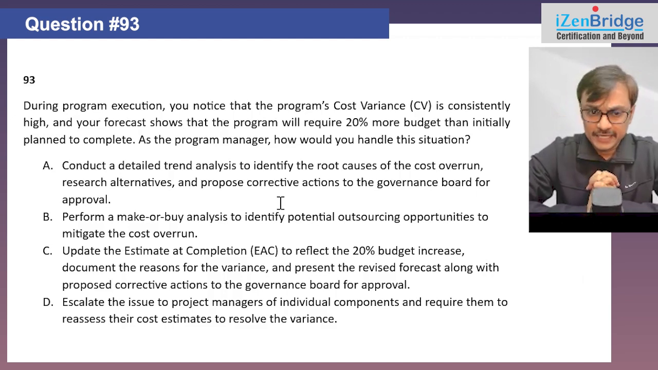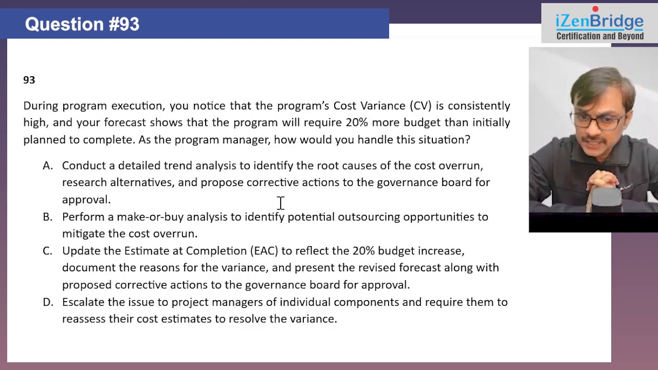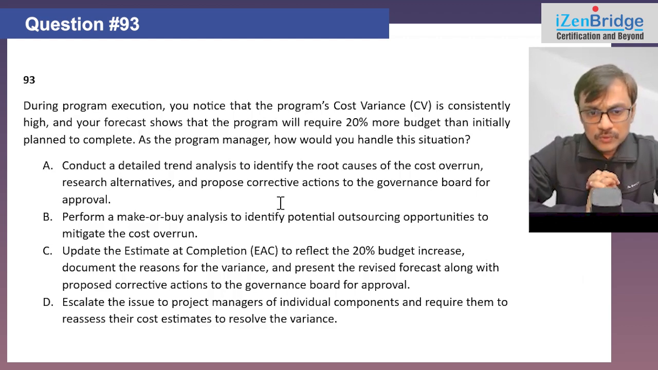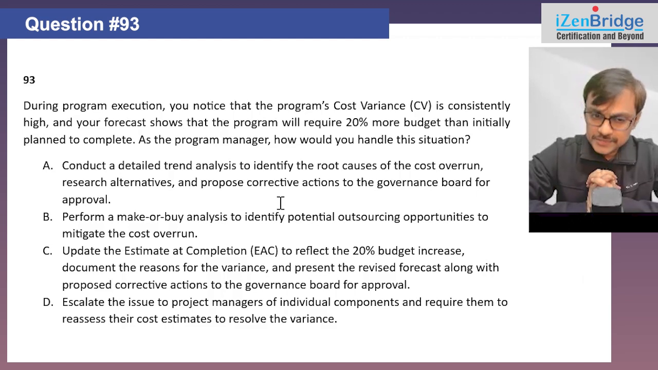The only thing is beginning. So A talks about conducting a detailed trend analysis to identify the root cause, whereas C talks about updating the estimated completion to reflect the 20% budget increase. So see, the question is clearly showing that you are forecasted to show 20% more budget. So we can go with option C because it is using the words estimated completion, and it is not taking you to the trend analysis.